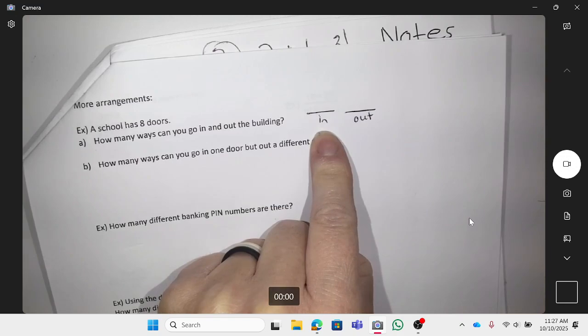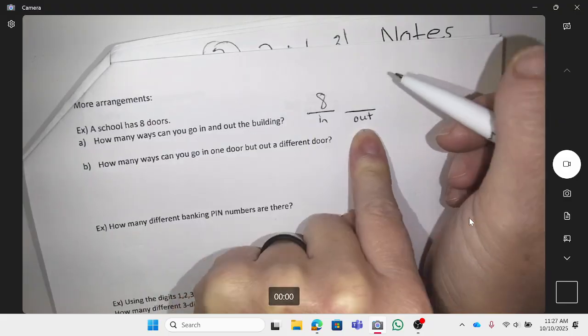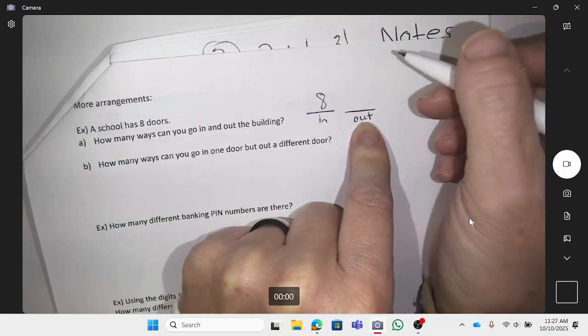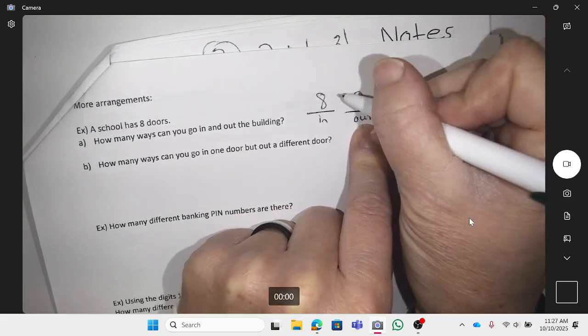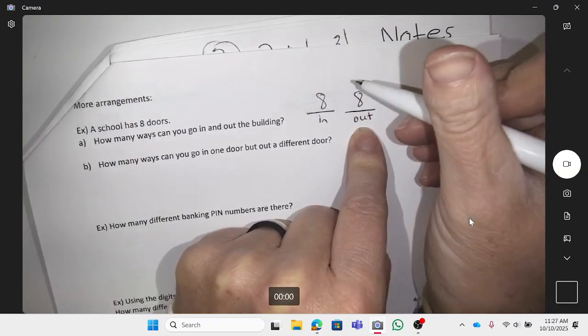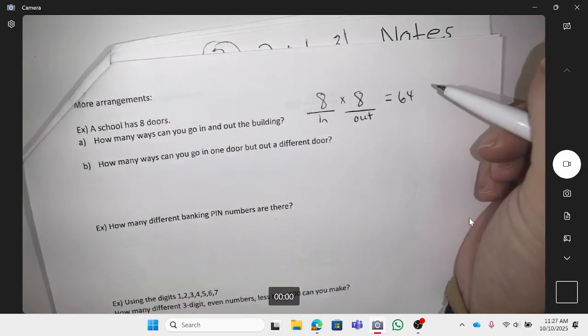How many options do I have for going in the building? 8. How many options do I have when I go out of the building? 8. What kind of math do I connect those numbers with? Times. Because am I doing this and this?